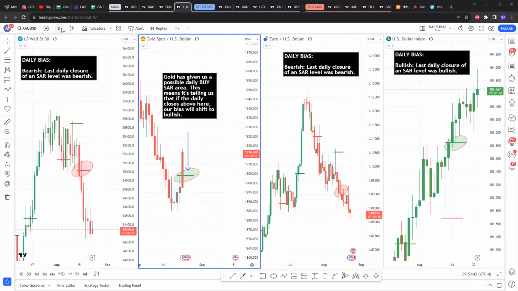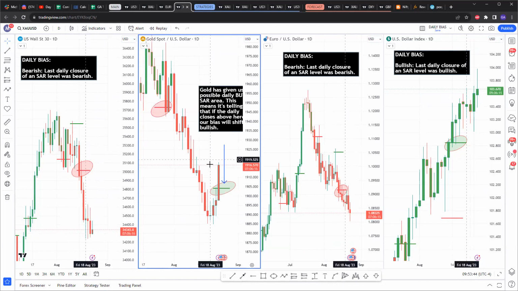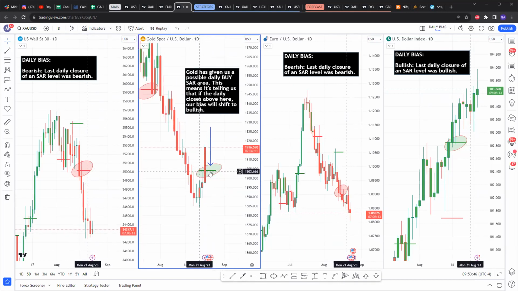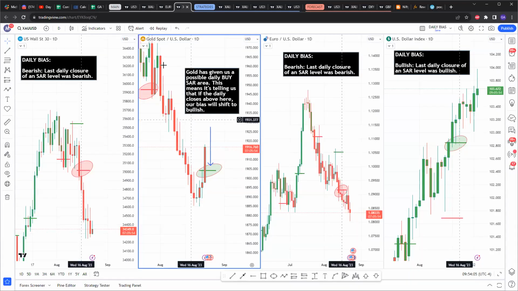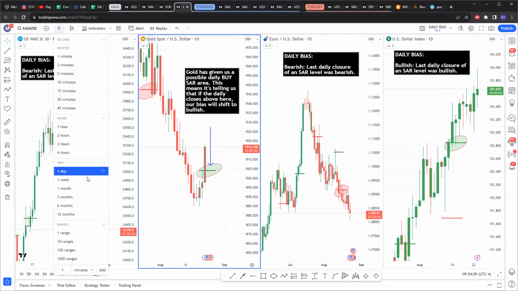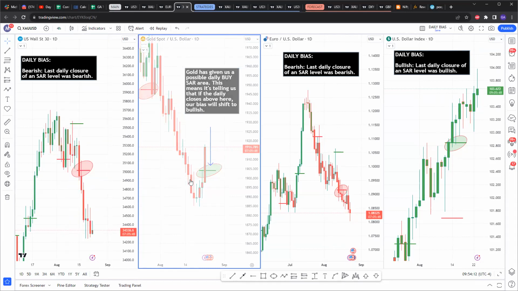So that's why I'm saying, if you are done selling gold and you are waiting, think of this buy SAR as a signal. I sent that out in the group, the analysis for gold. It should be telling you that it might be time to wrap up selling. In that instance, you could have gone down to the 4-hour time frame, waited, and looked for that closure above a 4-hour SAR, because you want to get into the momentum earlier.